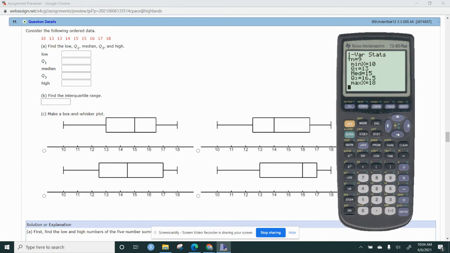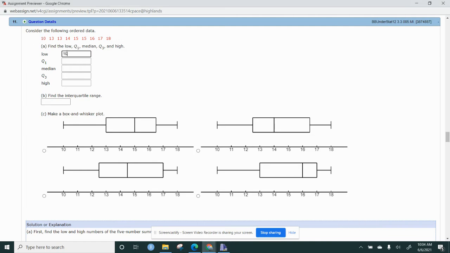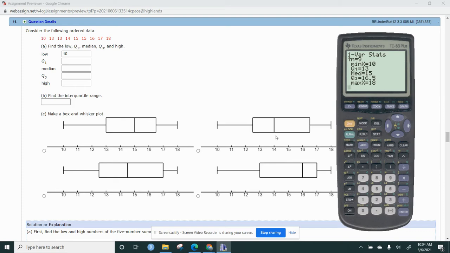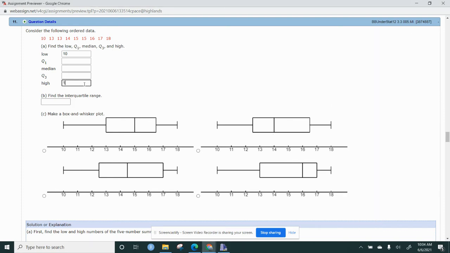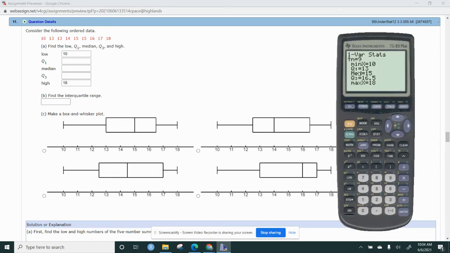All right, so the first thing it wants to know is the minimum value. Well, I didn't even need the calculator for this. I can see it right here. It's 10. You could even do all this by hand. I'm just being a little lazy. And it wants to know my highest value, which is 18. I'm going to put those in first. Okay. So then the next thing it wants to know is my median.